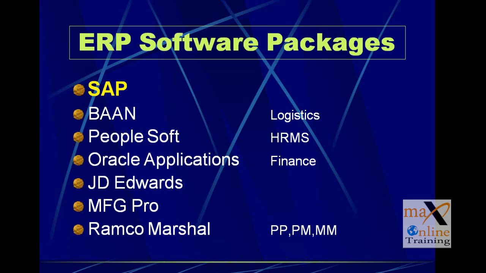Then JD Edwards and MFG Pro are the software that has been designed for manufacturing industries, so that any kind of manufacturing industry can directly go with MFG Pro. Then Ramco Marshal is for production planning, project management, and material management based companies. They can use this Ramco Marshal.